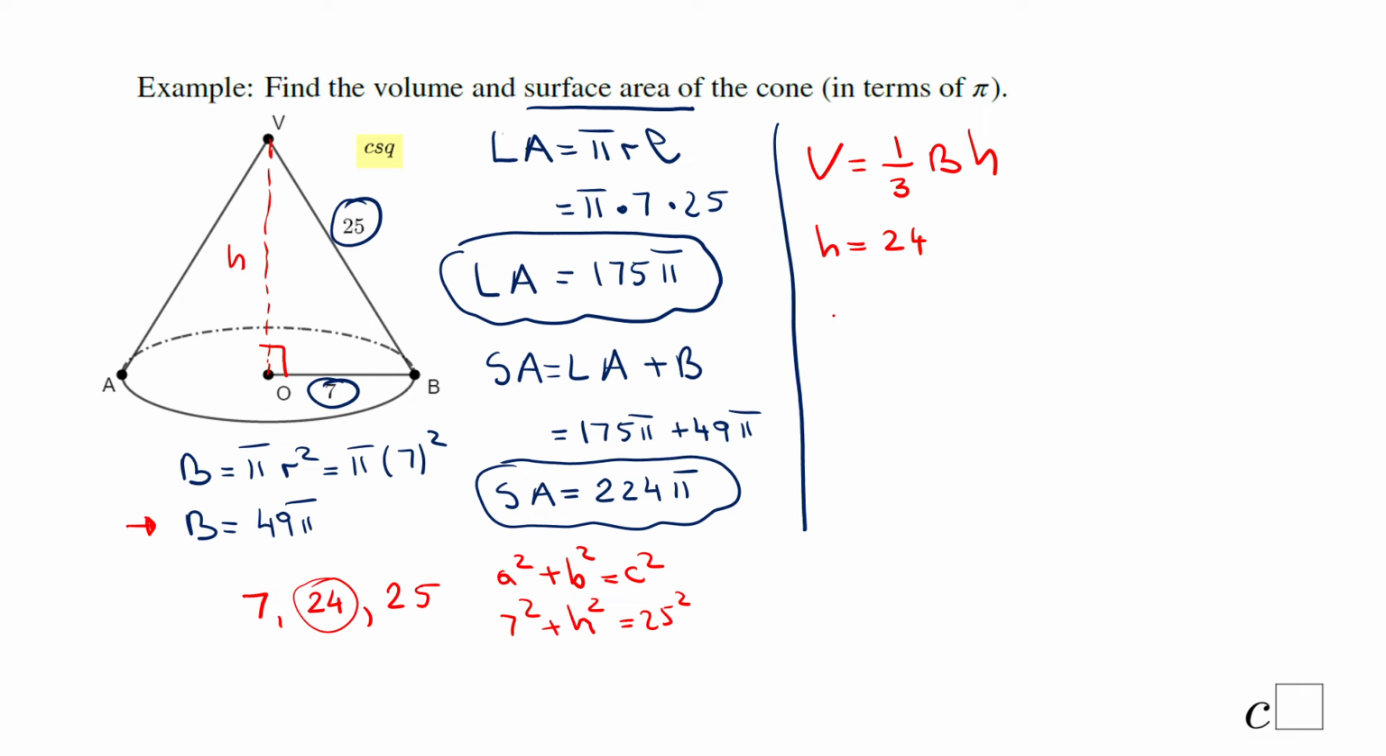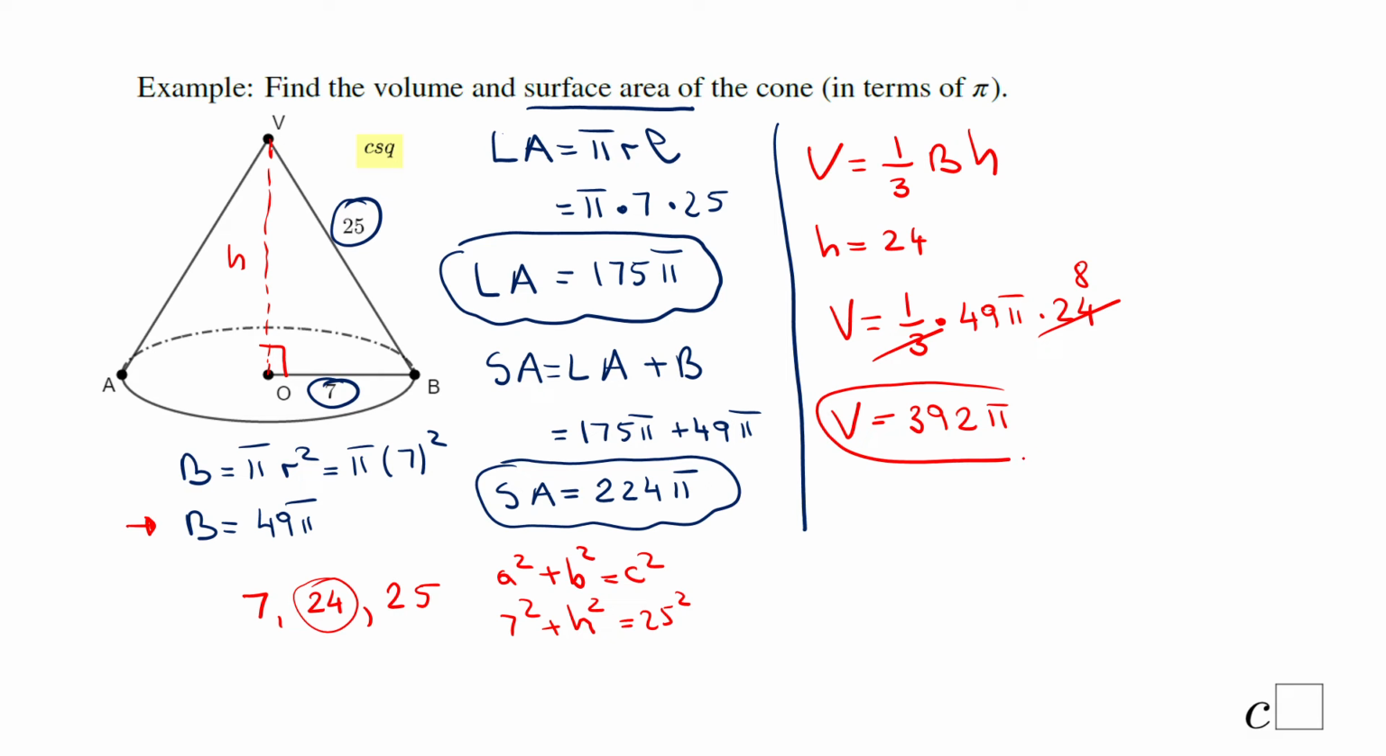So we can go back and replace, and we have 1/3 times the base. The base is 49 pi times the height, which is 24. I think we can simplify here. 3 goes in 24 8 times. So we have just 8 times 49. And that is 392 pi cubic units. Okay.